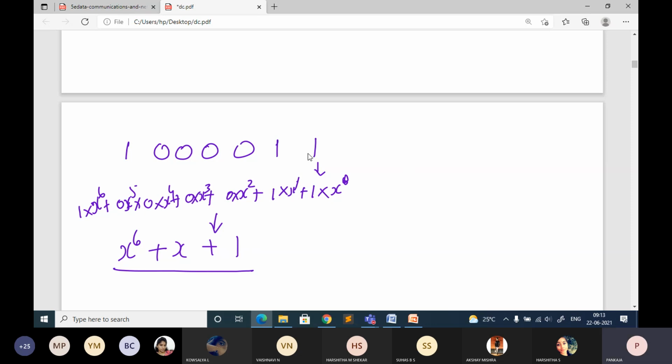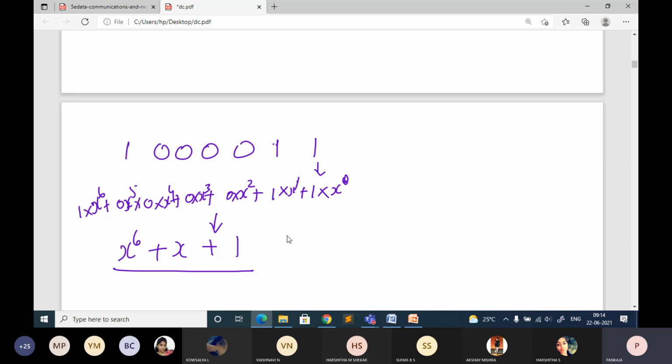Understood now? So instead of this many terms, 1 2 3 4 5 6 7 8 bits, so 8 bits are reduced to 3 terms in polynomial. Okay, it will take 3 steps to complete the division operation. So that is the reason why we are going for polynomial. This is also a very important point, or concept, you need to remember from the exam point of view.